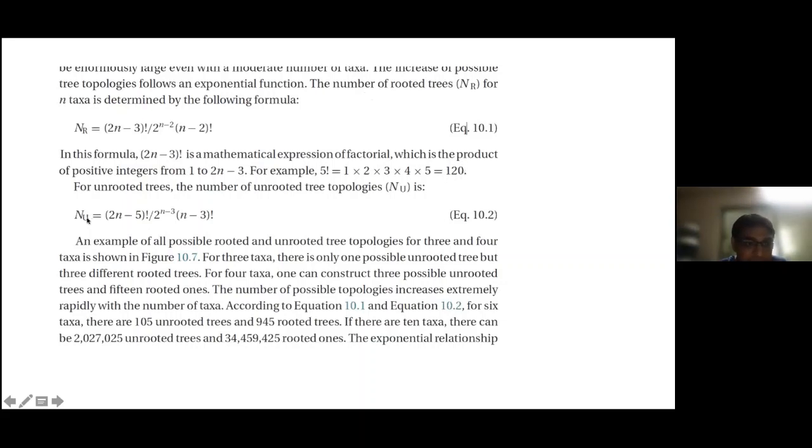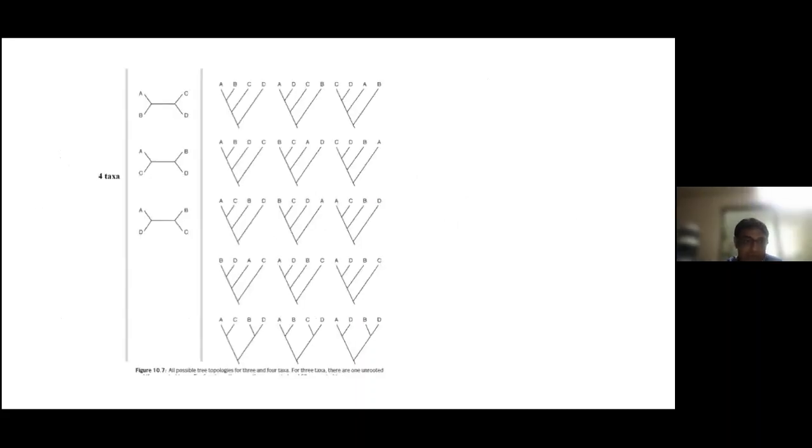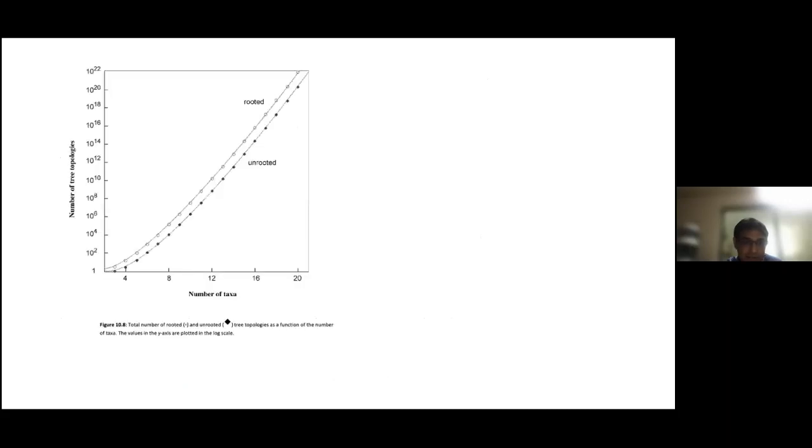And if it's for an unrooted tree, you need to calculate using this formula. For example, if you have 6 taxa, you will get 105 unrooted trees and 945 rooted trees. So getting the best tree is very difficult because they have to do so many calculations. This is a typical number of taxa.